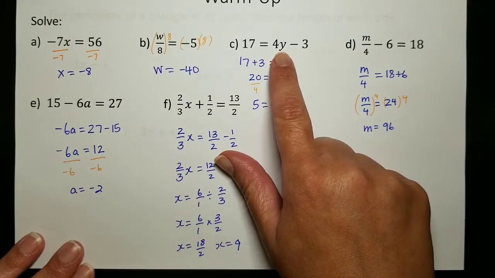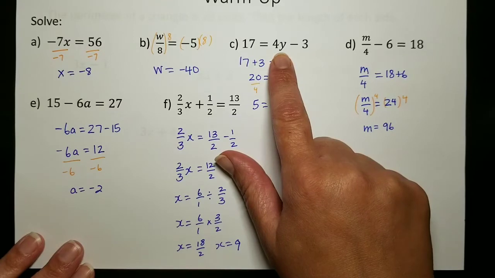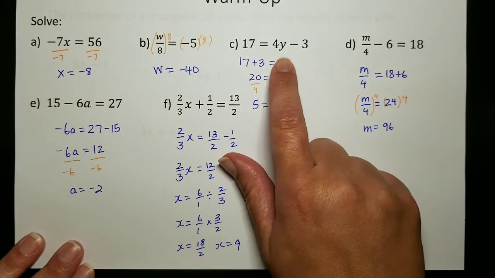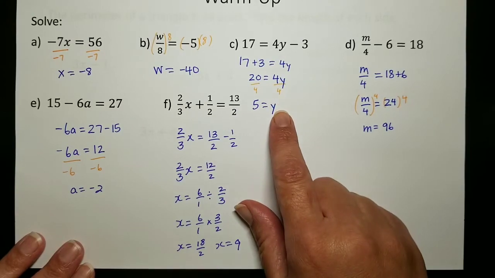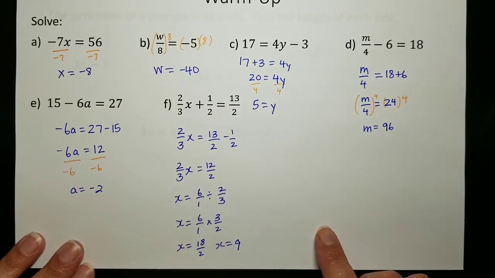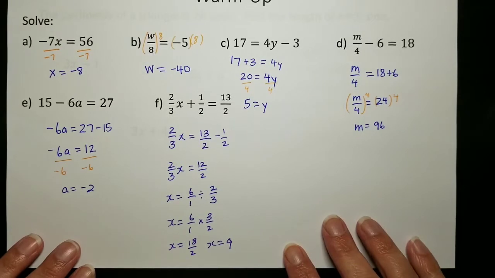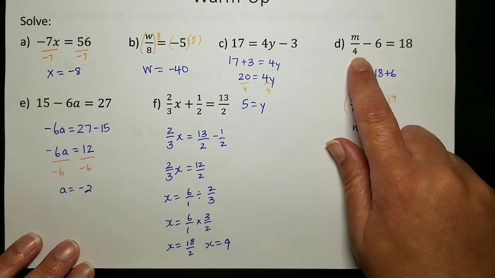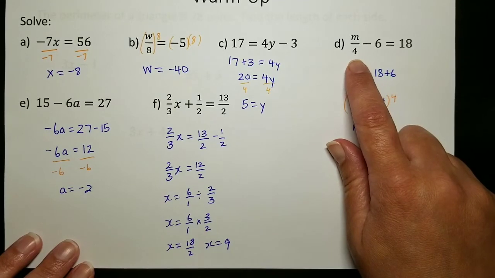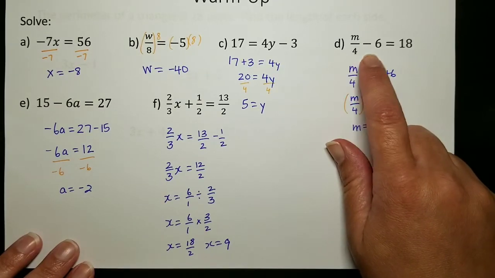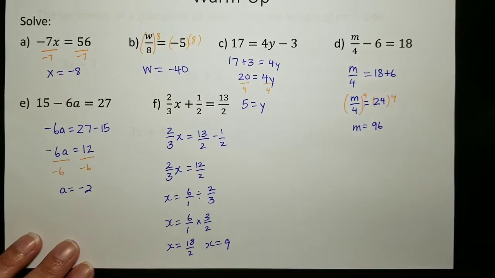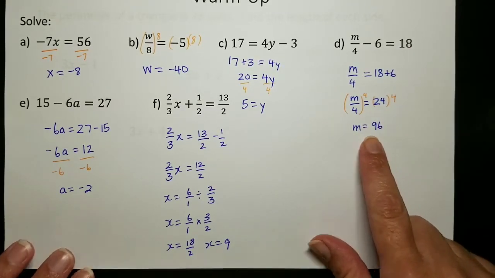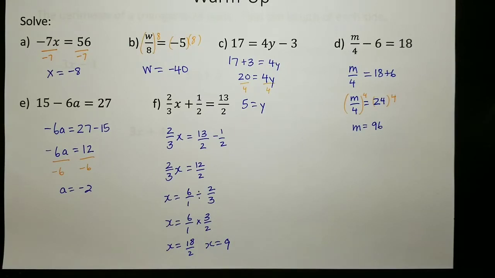Here, watch out when the variable's on the right-hand side of the equation. That sometimes mixes people up. I undid the -3 with a +3, and then undid the multiply by 4 with a divided by 4, and got y equals 5. The next one is kind of a fraction, but we can undo that division with multiplication at the end. I'm adding 6 to undo that -6, and then multiplying by 4 to undo the divided by 4, and I get m equals 96.